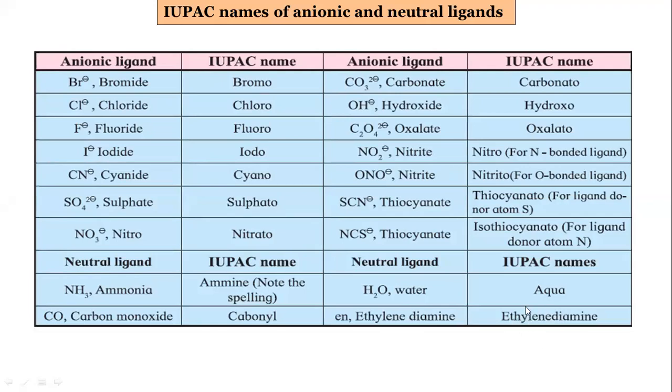Now the confusing part: these two, nitrite when oxygen is bonded and when nitrogen is bonded, and this thiocyanate. Give special concentration on these nitrite, thiocyanate and this aqua. So these are the only confusing ones, otherwise all the names are familiar to you. And ammonia is considered as ammine. So these are some names of anionic and neutral ligands.